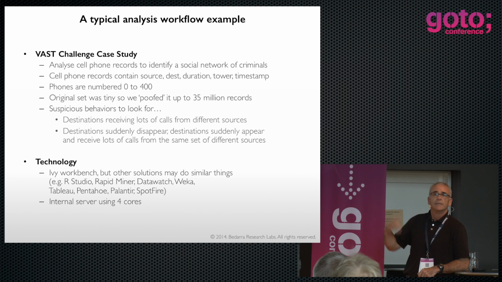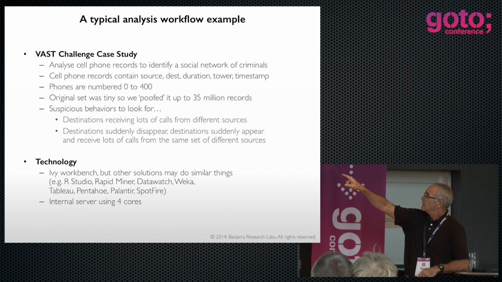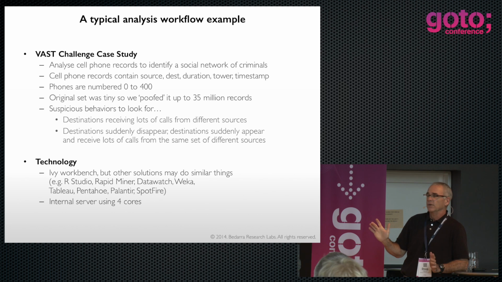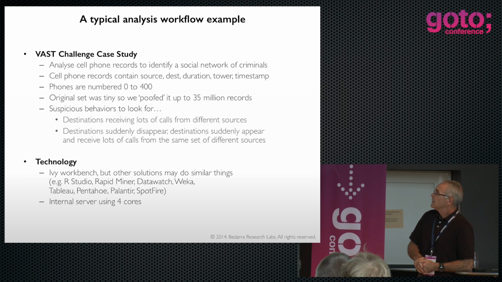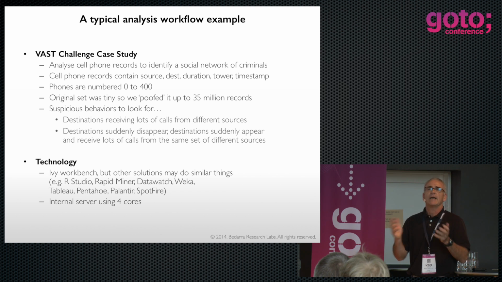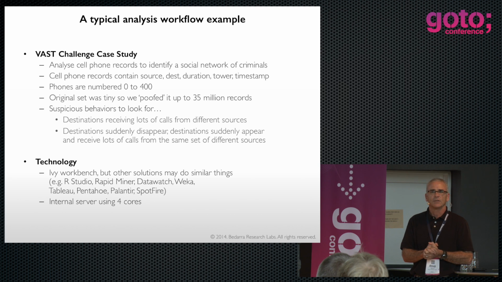In this case study we're going to look at a table of records which has a source column, a dest column, a duration, a timestamp, and a tower in it. I'm just giving you the lay of the land of what we're going to look at. The phones in this are numbered 0 to 400, so they're contrived. So the sources and destinations are all matches of 0 to 400. The record set for the VAST study is only 9,000 records, so I made it 35 million to make it more interesting.